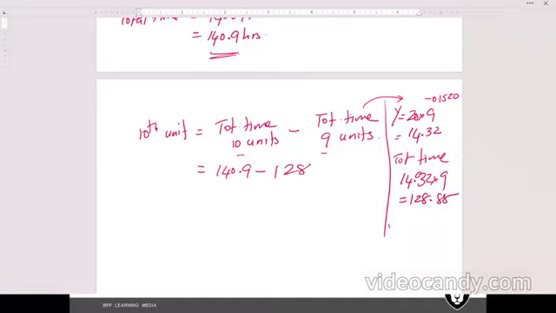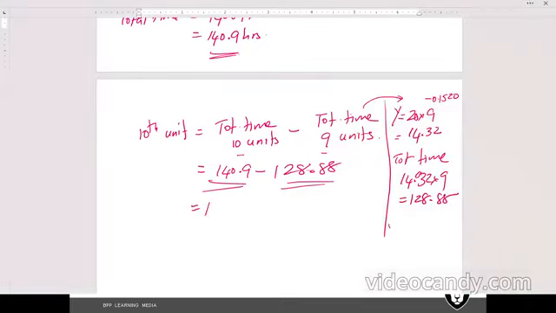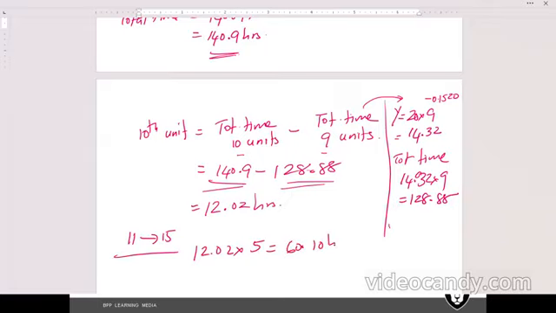Once again, look at the overall working. This is the time for 10 units. This is the time for 9 units. The difference is the 10th unit's time. Answer: 12.02 hours. This will be the time for every unit after the 10th unit. So from 11 to 15, it's going to be 12.02 for every unit. 5 units like that, 60.1 hours.